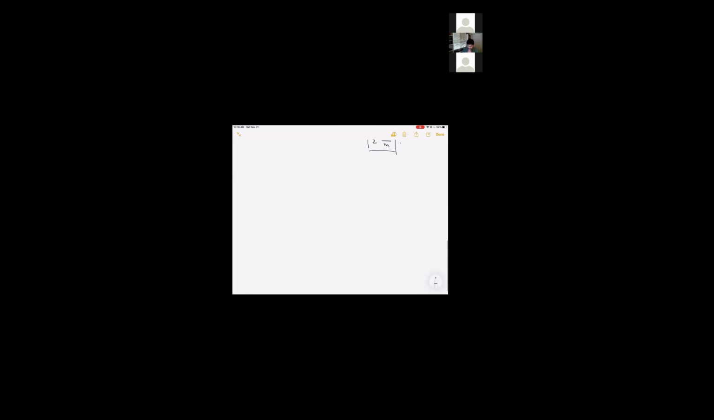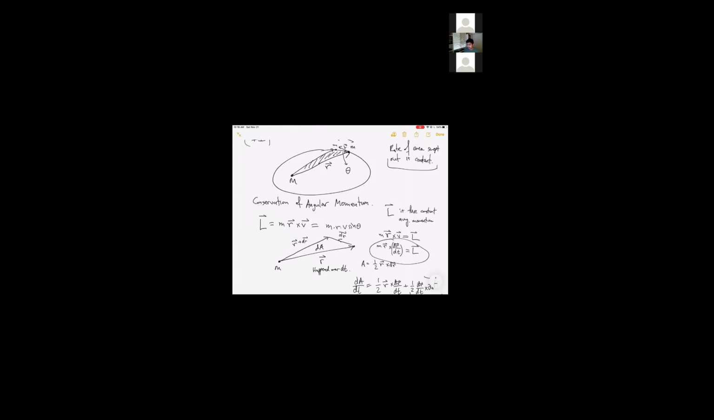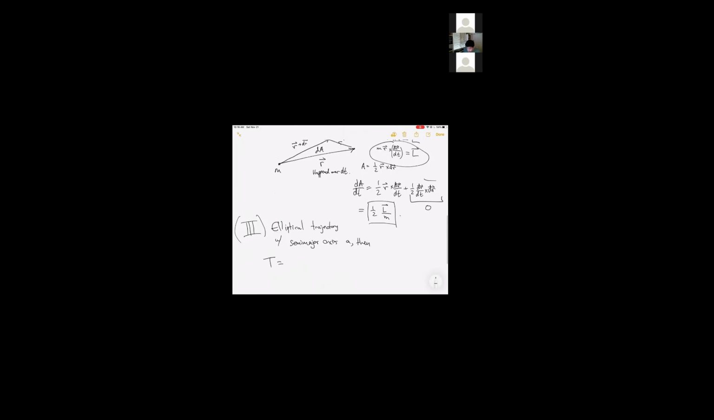So let's finally mention the third law, which is also important. We're going to state a slightly more precise version than you've seen before. It says that if you have a closed trajectory, so an elliptical trajectory essentially, with semi-major axis a, then the period of the orbit, which is T, how long it takes to go all the way around, is this.